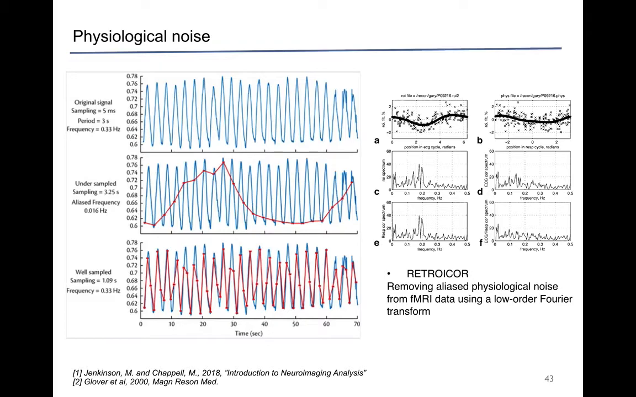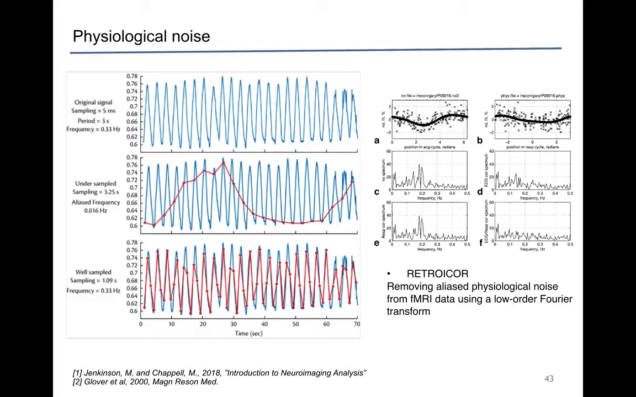So again, for example, if you want to talk about the cardiac, the heart beats about 60 beats per minute, so about 1 hertz. And if you want to be sampling fast enough, we have to collect the fMRI data at least twice as fast as 1 hertz, meaning that we have to be able to collect the entire volume in less than 500 milliseconds.